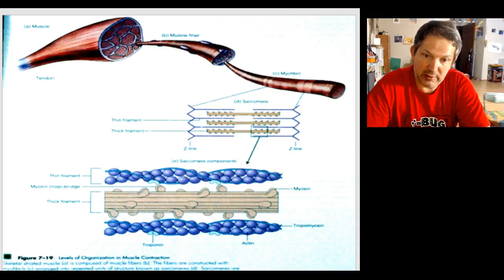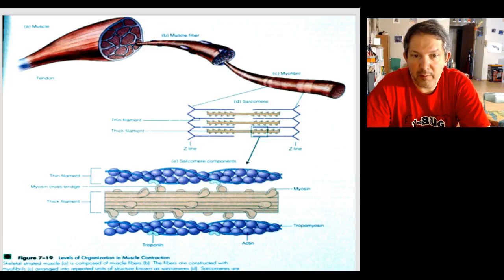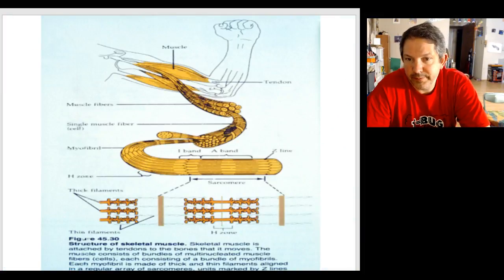slides the tropomyosin out of the way, which exposes the binding sites. The heads from the myosin automatically grab onto those binding sites and start to ratchet. So the heads on this side will pull inwardly this way, and the heads on this side will pull inwardly this way. That's it in a nutshell. We'll go through it several times.